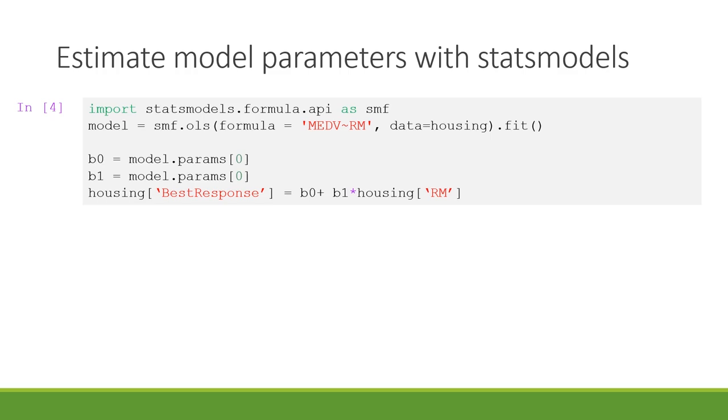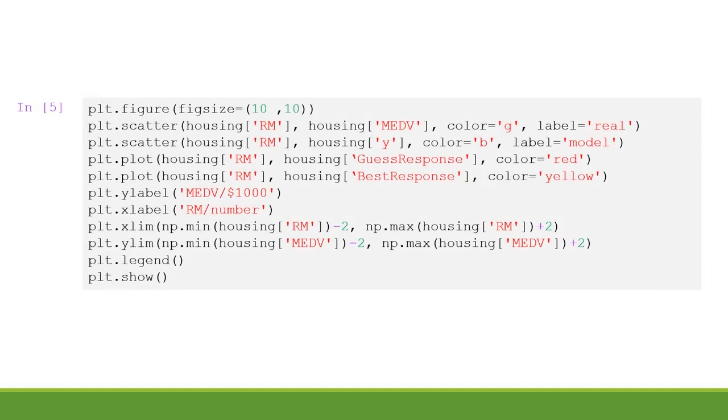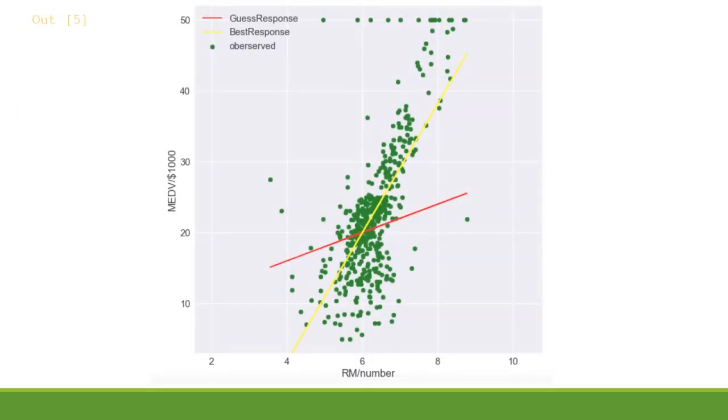We can get the estimated coefficients B0, B1 using the feature params of the model. Finally, we can compute the predicted value using the prediction equation. We can plot the best fit line along with the sample data and our initial guess. The yellow colored line is the best fit line. Obviously, the sum of squared errors is much smaller with the best fit line. Hence, the criterion using least squares is reasonable.